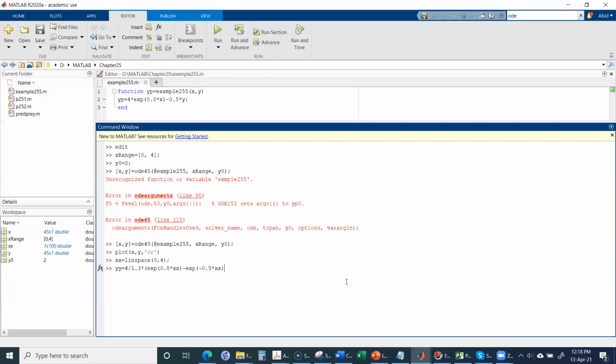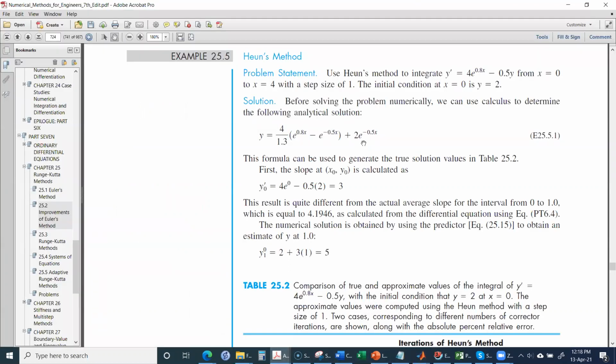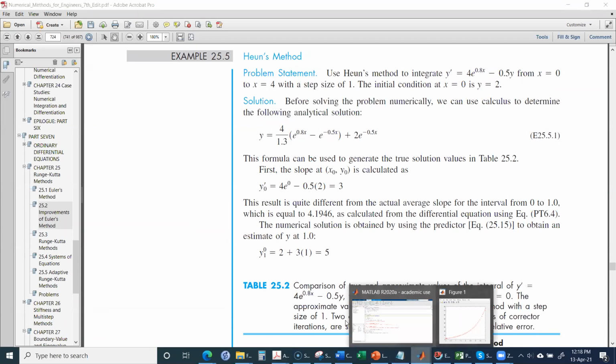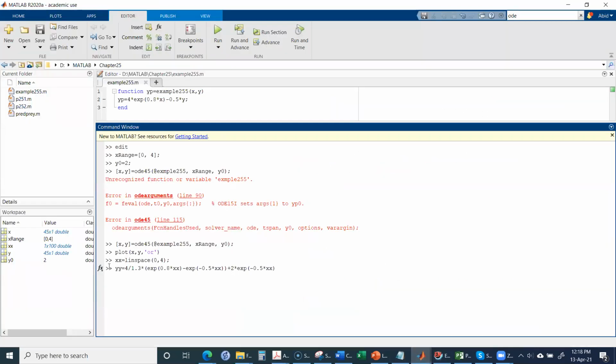2. Okay. So this was the bracket for exponent, and this is the bracket for this multiplication, and plus 2 times exponent minus 0.5 times xx. So it was plus 2 exponent minus 0.5 xx, 2 times. Okay, so in this way I have represented this xx value.